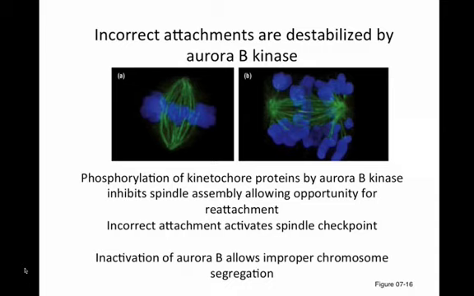You can see your mitotic spindle, you've got some microtubules out here bound to some chromosomes, some are out here bound to some chromosomes. That's not right. Yes? So not having Aurora B would not activate the spindle checkpoint?